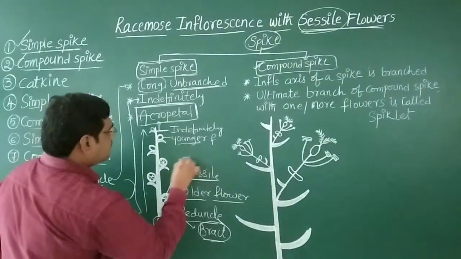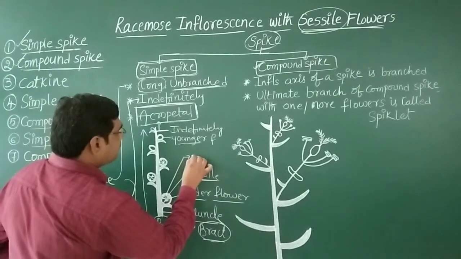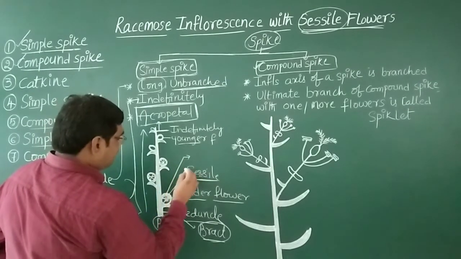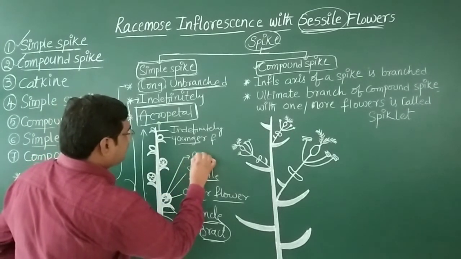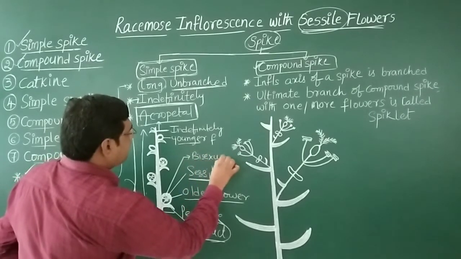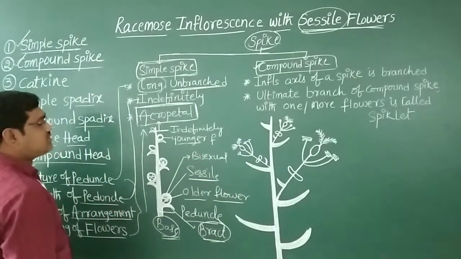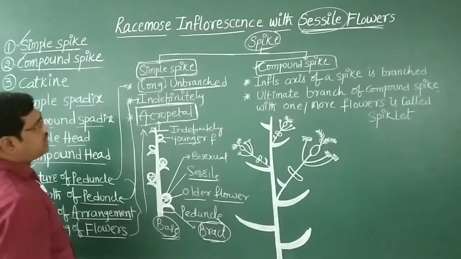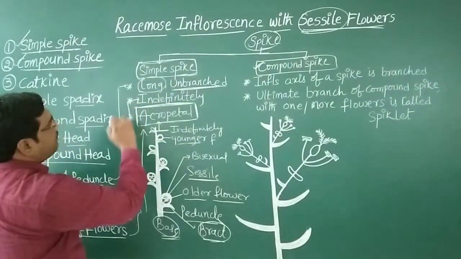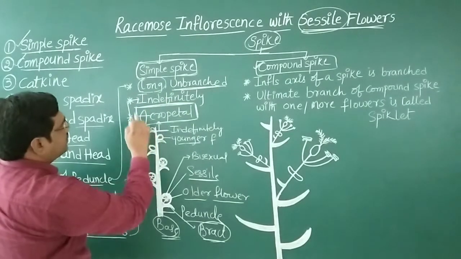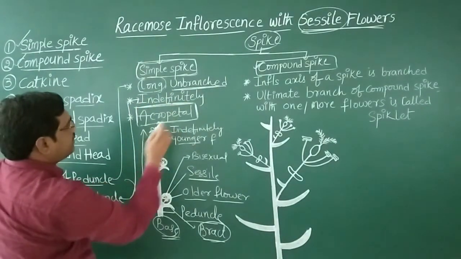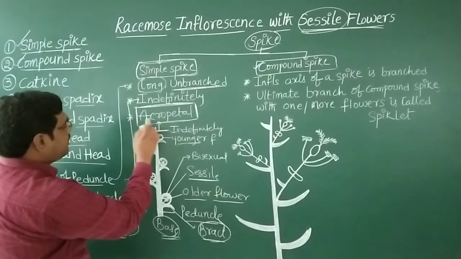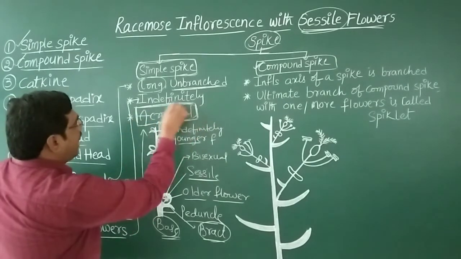So these flowers are having androecium and gynoecium. That's why these flowers are called bisexual flowers. So these are the characteristic features of the flowers in a simple spike. In a simple spike, the peduncle is long and branched. The growth of the peduncle is indefinite. The arrangement and opening of flowers is called acropetal.